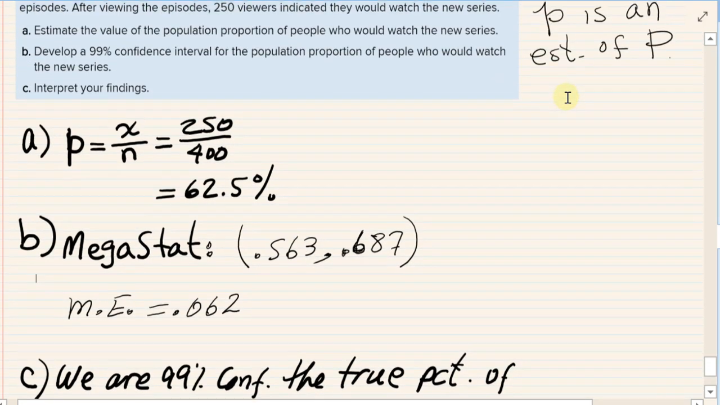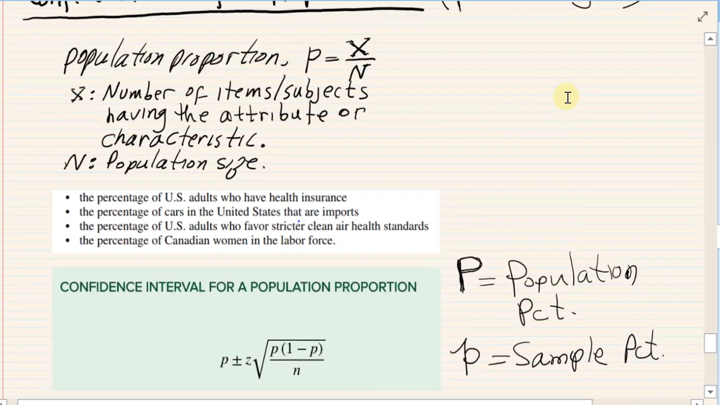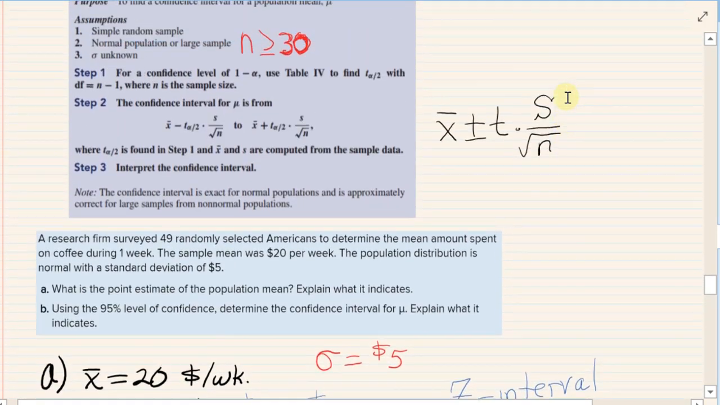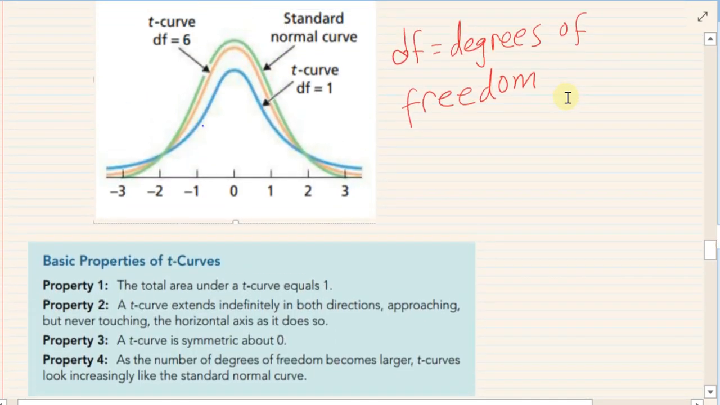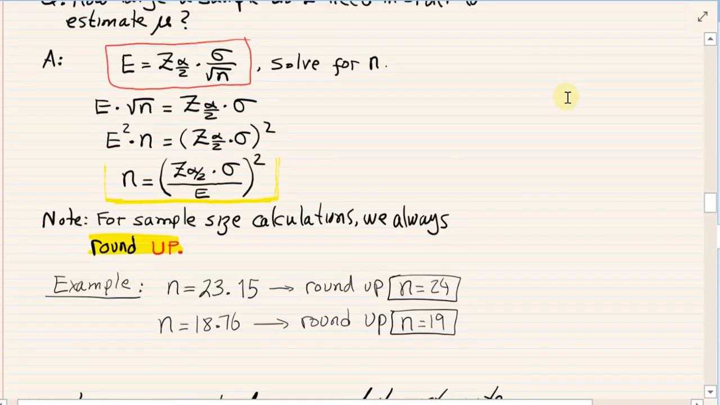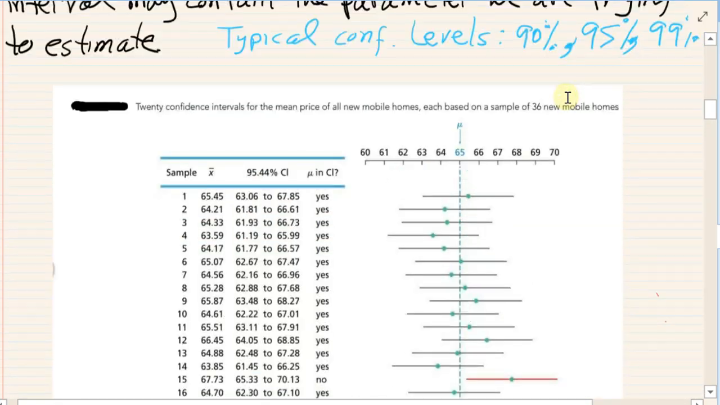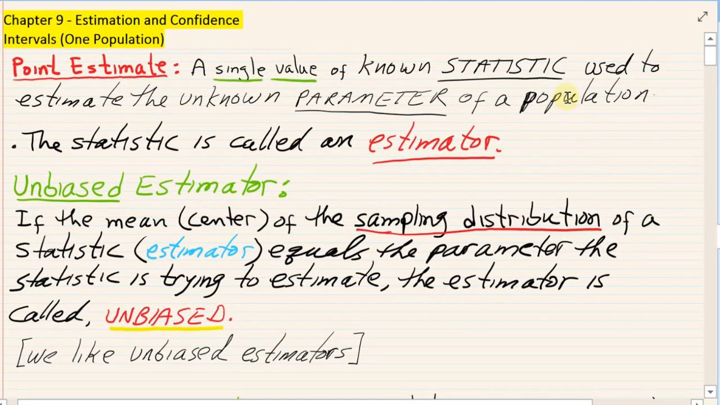So with that, we are done with this chapter. In this chapter, we learned how to use Megastat to construct confidence intervals for population mean and for population percentage or proportions. And that concludes chapter 9 for us.